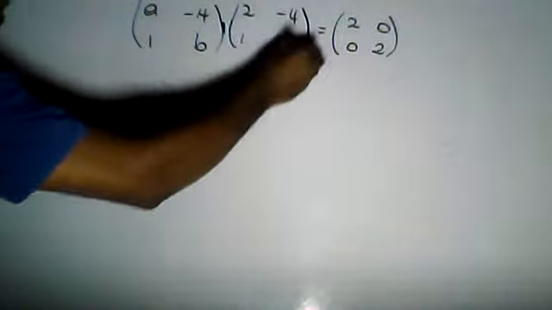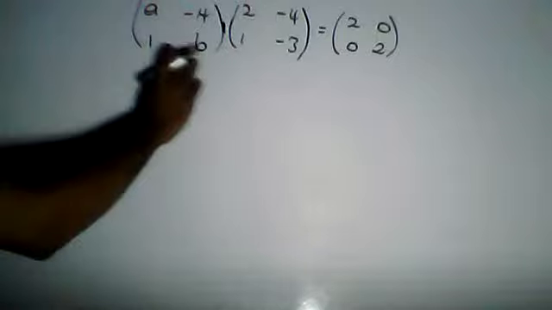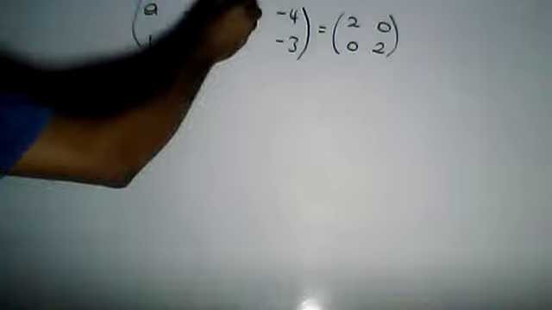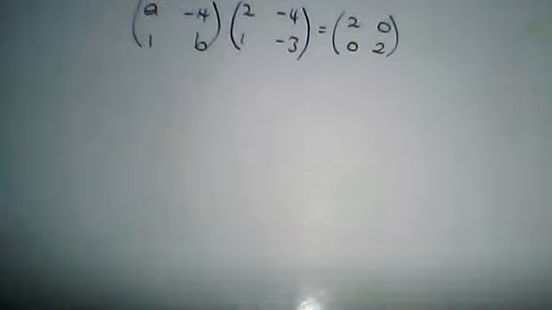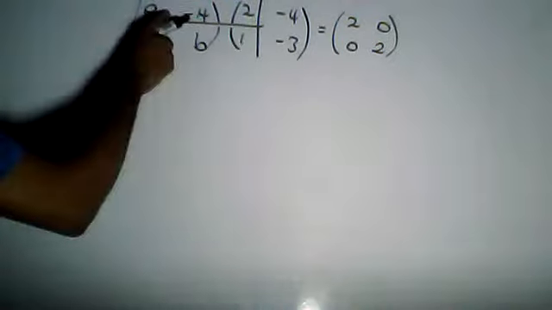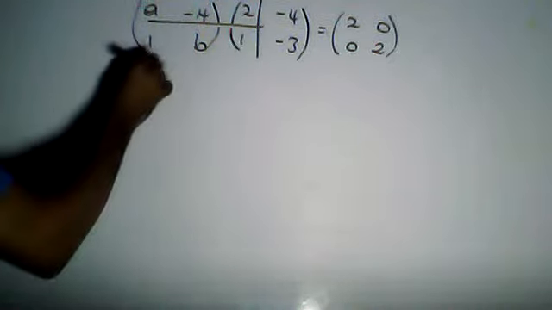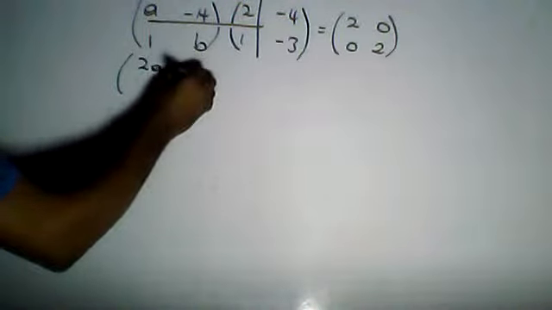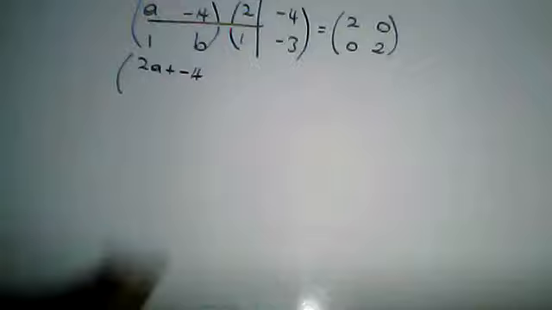So they asked us to calculate the values of A and B, right? They gave us a matrix product right here, so we have to multiply both matrices by each other. First row by first column: A times 2 gives 2A, plus minus 4 times 1, that's minus 4. That was the first row, first column.